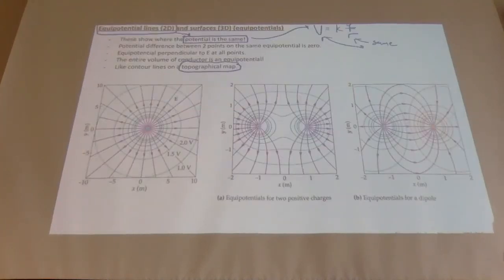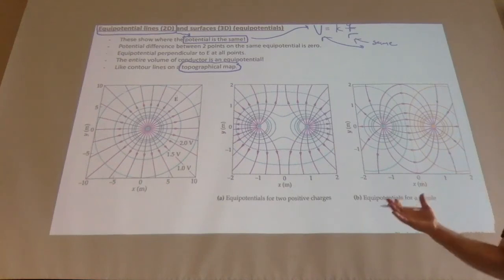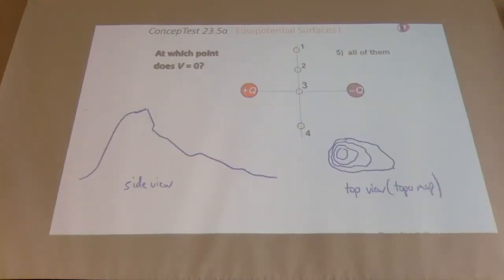So let's jump over here, and I've got some other questions to give you. We talked about these equipotential lines and surfaces, and I drew this diagram, but we didn't actually talk about the problem that's sitting on that page. At which point, 1, 2, 3, 4, or 5, would the potential be equal to 0?